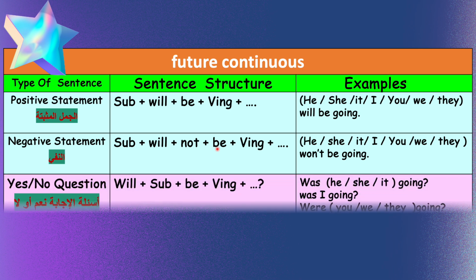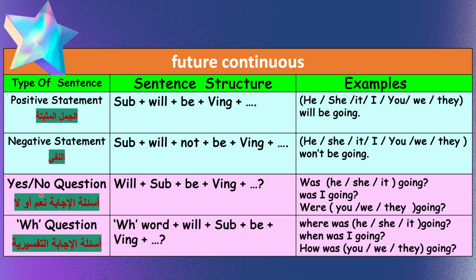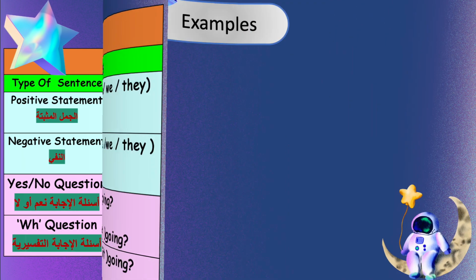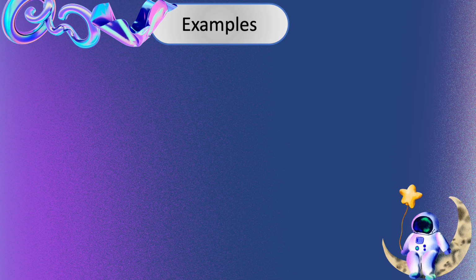For the interrogative, for short answer, yes and no questions, start with will, subject, plus be, and verb ing. For WH questions, we start with WH words, will, subject, plus be, and verb ing. And now, check out the rules for making future continuous tense.